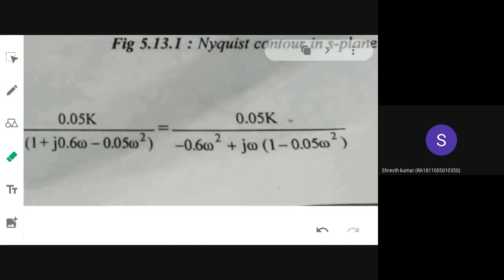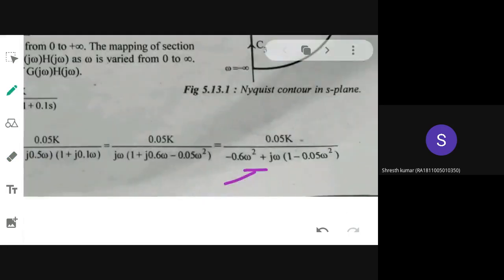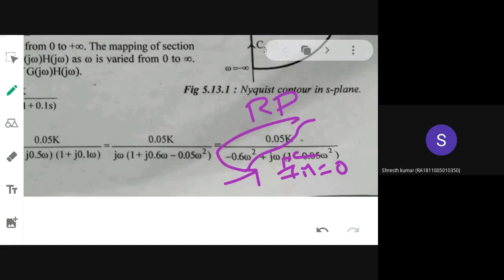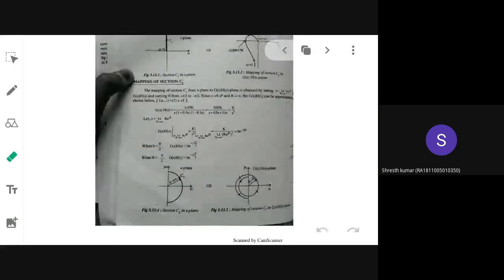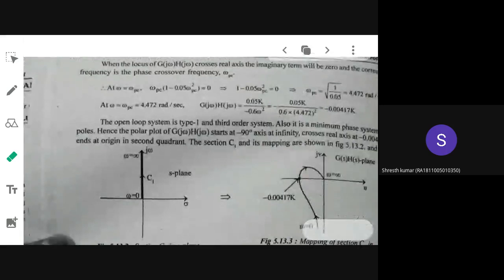So if you expand the terms, this will be your imaginary part that you equate to 0 to find omega PC. And this will be the real part in which you substitute omega PC and obtain the crossing. Those things you have already seen in the earlier class, so I am rushing a little bit.